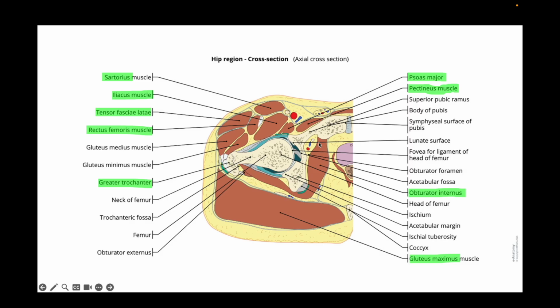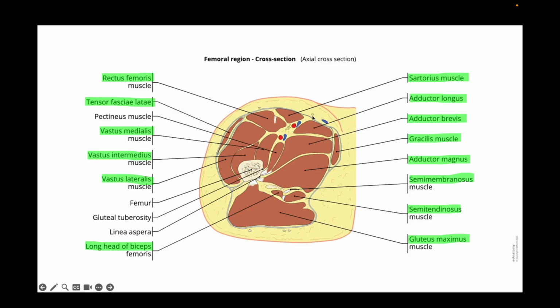Obturator internus has a distinctive look. It's got this 90-degree look, so it comes from the pelvic sidewall and then comes laterally and attaches to the greater trochanter. Pectineus is this anteriormost muscle here, which has got quite a distinctive look. A little bit further down, again, you can see sartorius, adductor longus, and brevis, which has a short attachment and attaches quite high up on the femur.